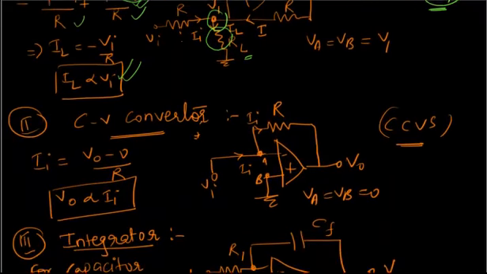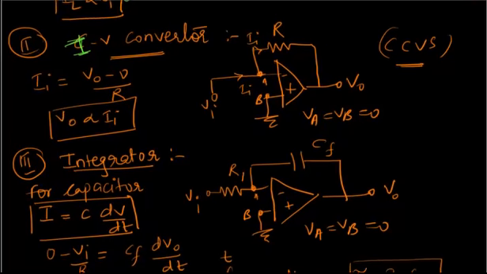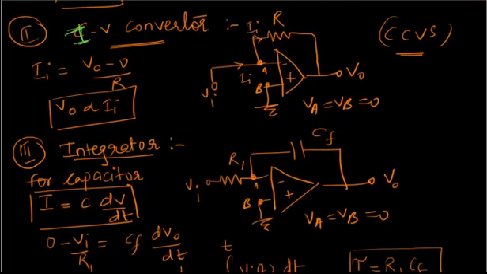Now let us go to the other thing, which is a current to voltage converter. This is also called a current controlled voltage source. The earlier one was a voltage controlled current source. Now see the diagram.